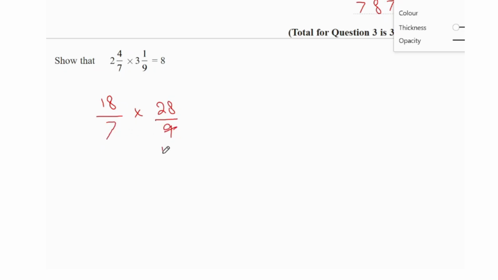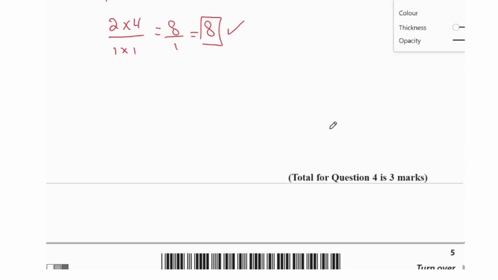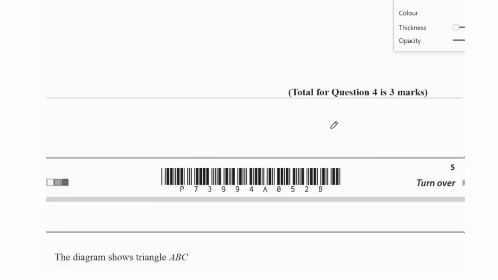9 goes into 9 one time, 9 goes into 18 twice. 7 goes into 7 one time, 7 goes into 28 4 times. So what is left? Left with 2 times 4 over 1 times 1. So 4 times 2 is 8. So that equals 8. That's what we need to show, that it equals 8. We just show that, and this is simply 3 marks. I think it's a really easy and simple question.